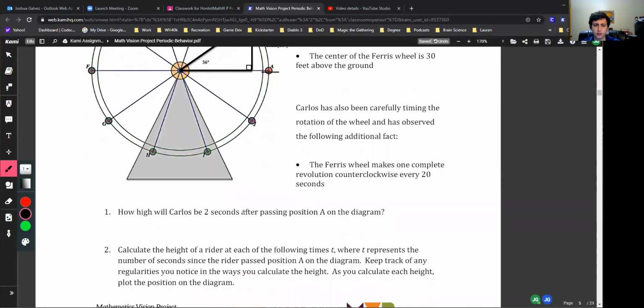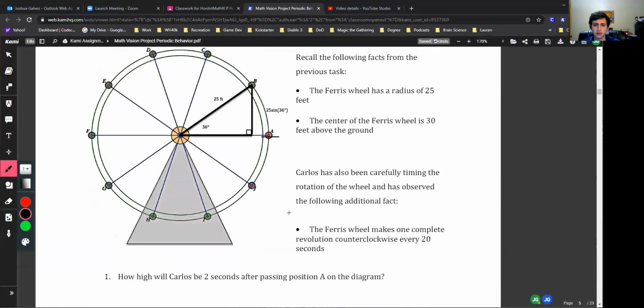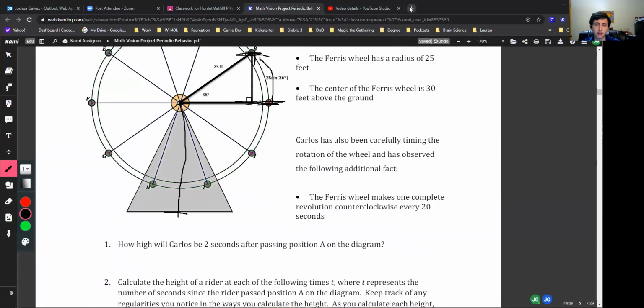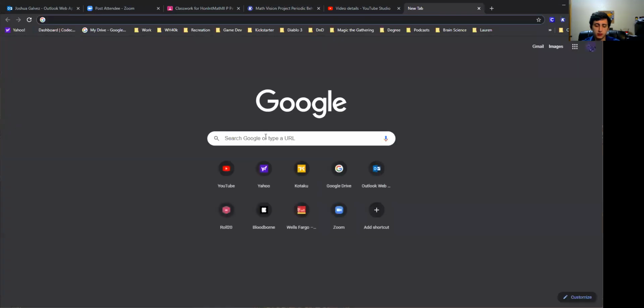So how high will Carlos be 2 seconds after passing position A? After passing position A, 2 seconds means he's going to be at position B, and we already know that it's the 30 feet from the base. The center of the Ferris wheel is 30 feet above the ground. So from here to here is 30, and then plus this distance, which is 25 times the sine of 36. And I believe that was like 44, but let's just double check it here.